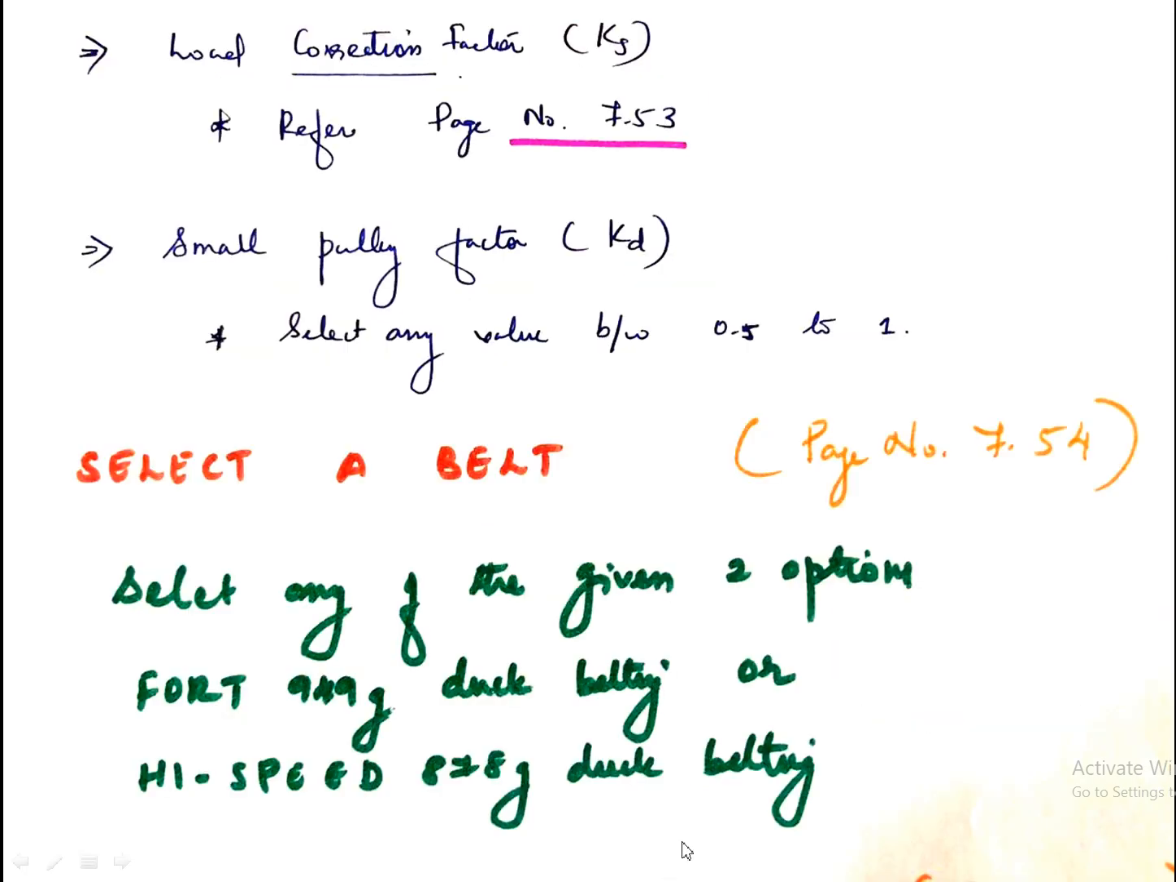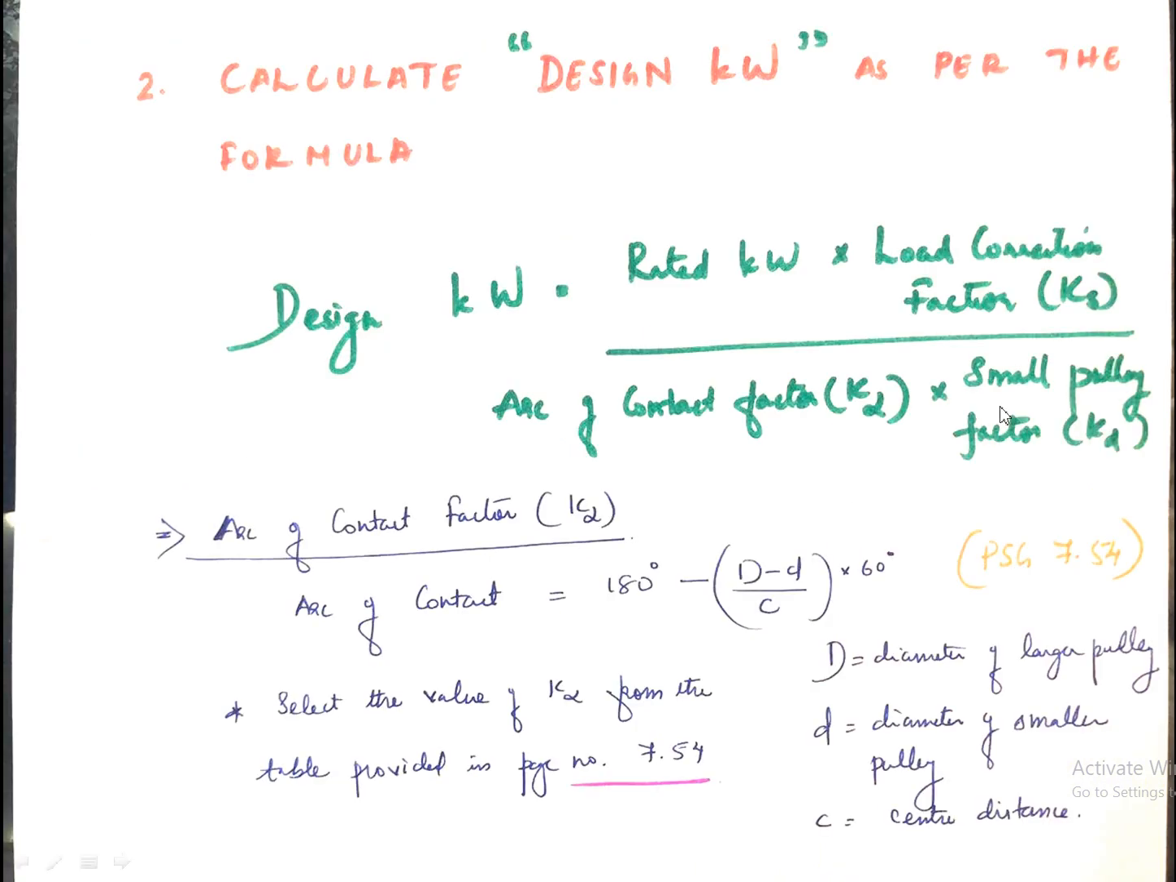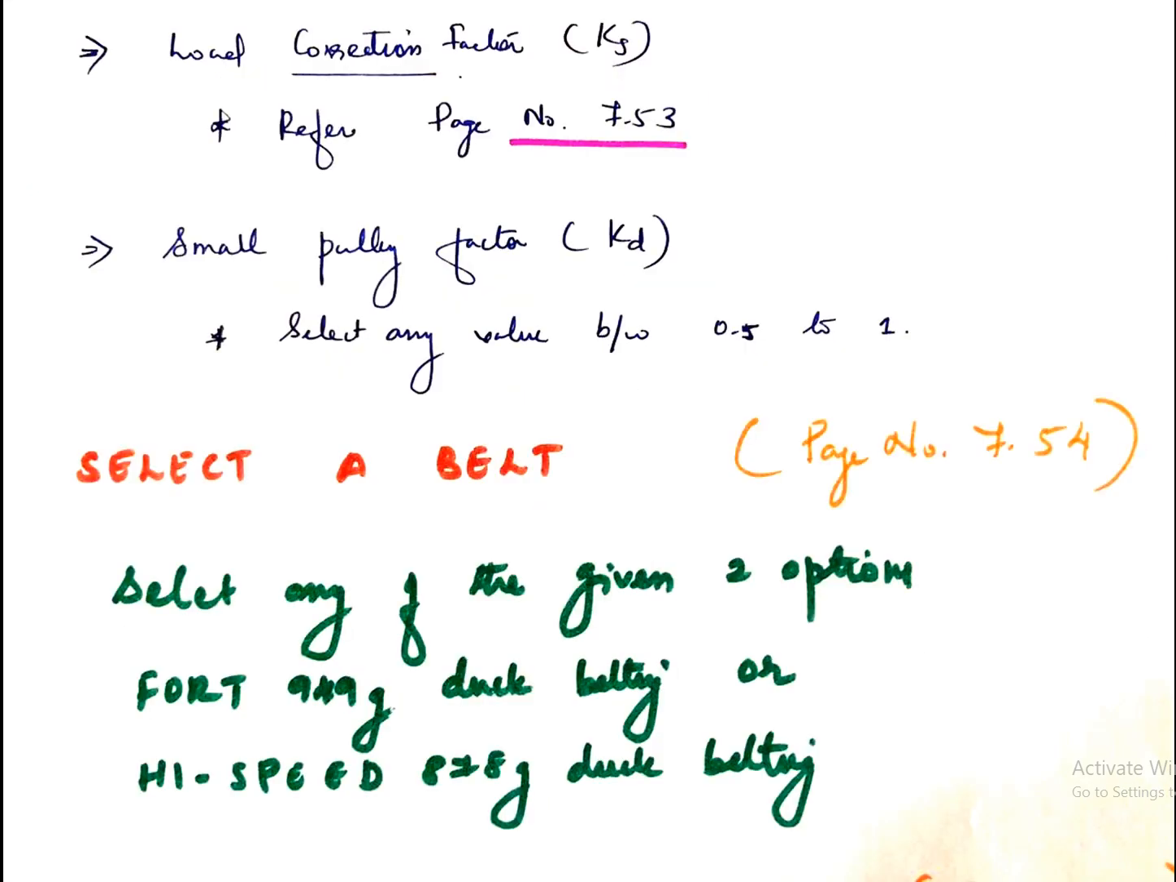Once you have found that, the next factors are the load correction factor and the small pulley factor. To find this load correction factor, you may refer to page number 7.53. You'll get a better understanding once we get into the problem. Now after that, you have to find the small pulley factor. This value ranges from 0.5 to 1. It depends upon the diameter of the smaller pulley. You may take any value between 0.5 to 1. That is not an issue.